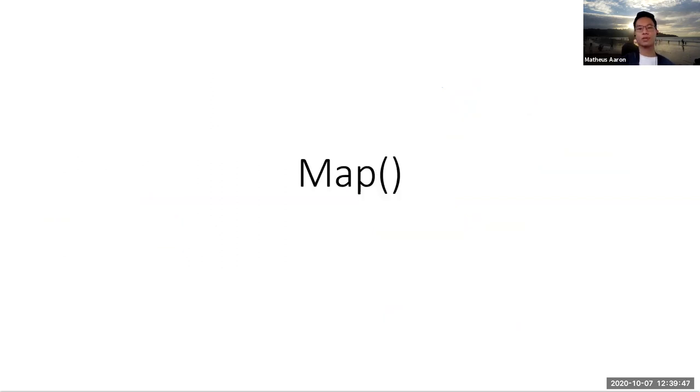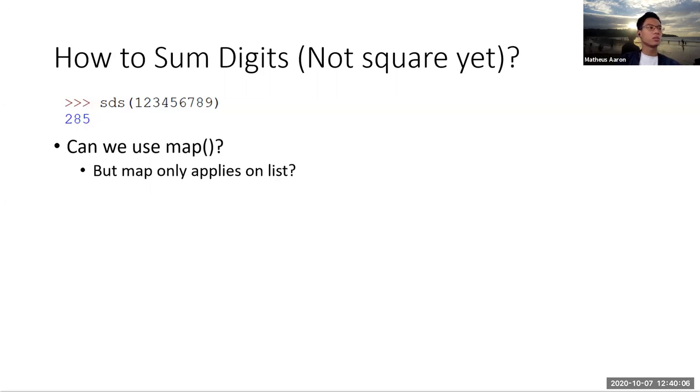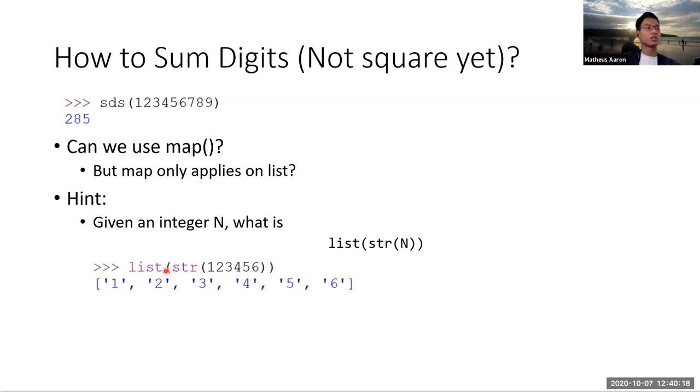So next up, we have map. Now we're going to question part 3, where we try to see how it is implemented in real life. So how do you exactly sum digits? Okay, this one is a bit complicated. Basically, if you want to sum the digits, usually what most of you would do is convert the numbers into a list. I see you guys do that a lot. So you can just do this: list of string n, which breaks the string into several parts.